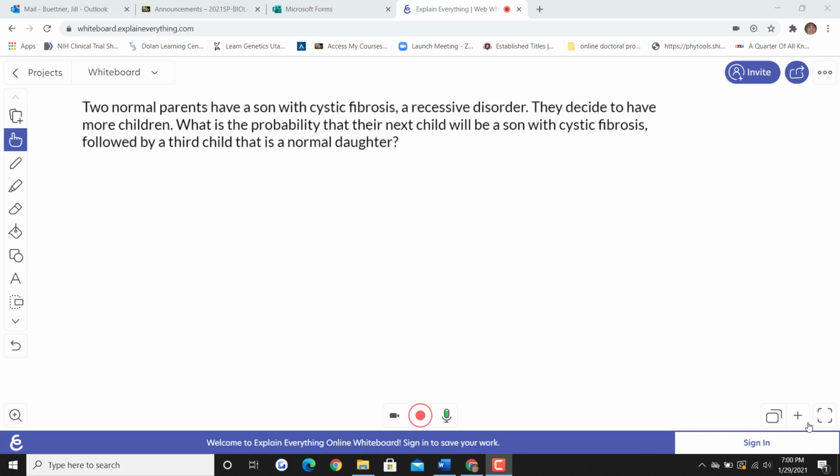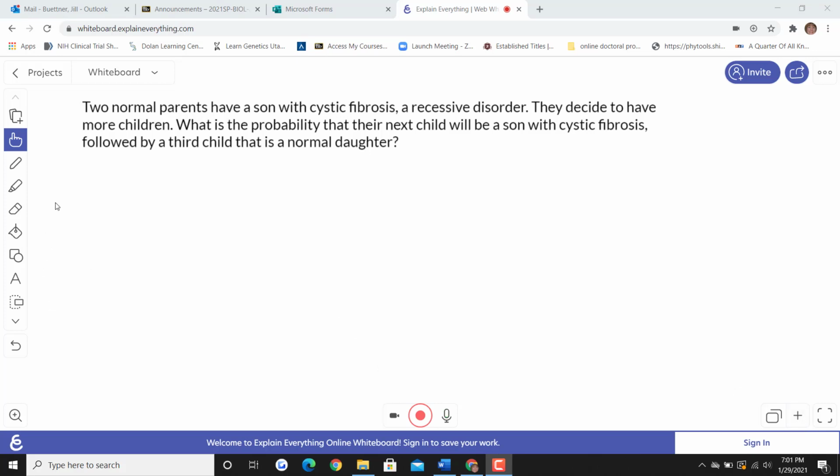All right, two normal parents have a son with cystic fibrosis, a recessive disorder. Of course, cystic fibrosis is a phenotype, but when they tell you that it's a recessive disorder, they're telling you that the allele for cystic fibrosis is the recessive allele and that the normal allele is the dominant, right? And so if the parents are normal, that means normal phenotype. But in order to have a son with a homozygous recessive genotype, those parents would both have to be what we call carriers, or heterozygous.